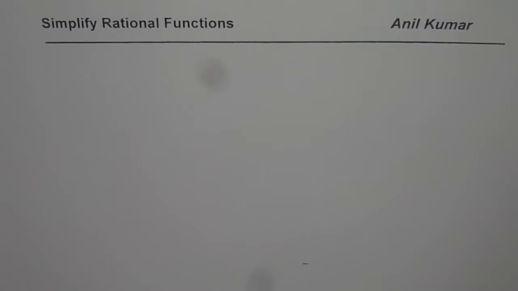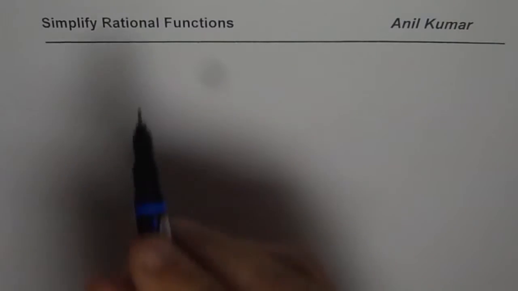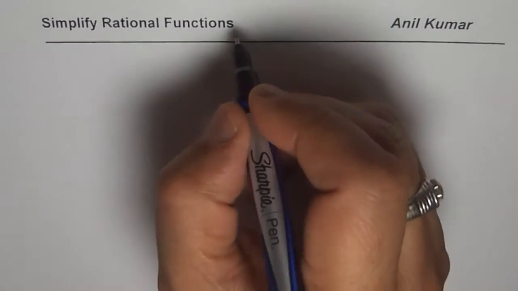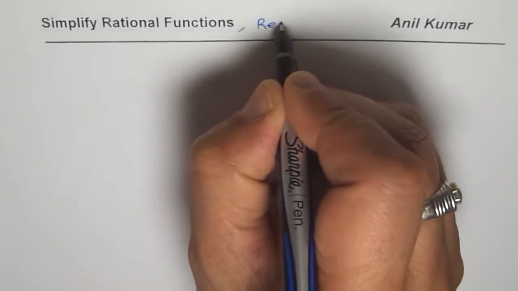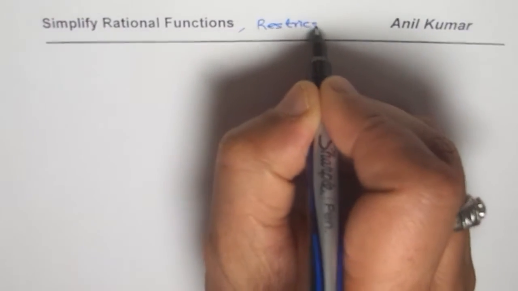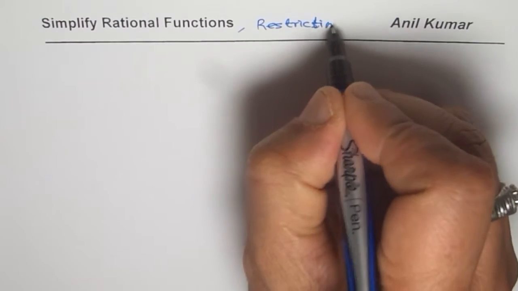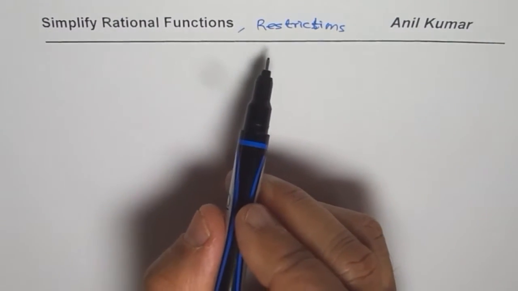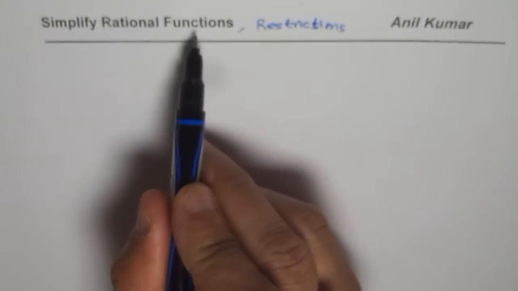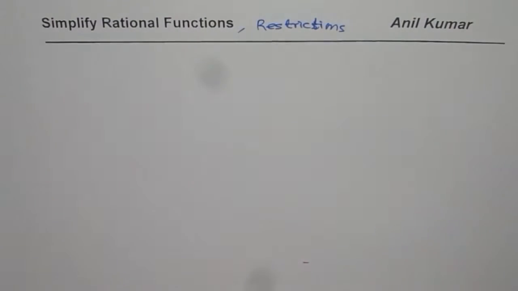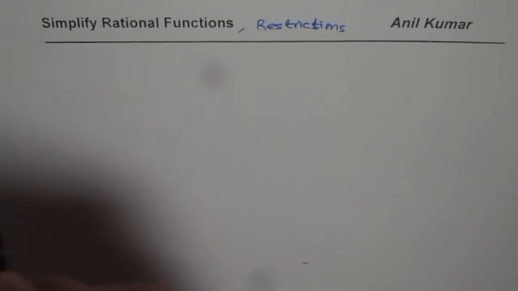I'm Anil Kumar, and in this video we'll try to understand how to simplify rational functions and write their restrictions. We'll also concentrate on restrictions of rational functions. So we are going to concentrate on how to simplify rational functions and how to write restrictions of these rational functions. So we'll begin with very simple examples.